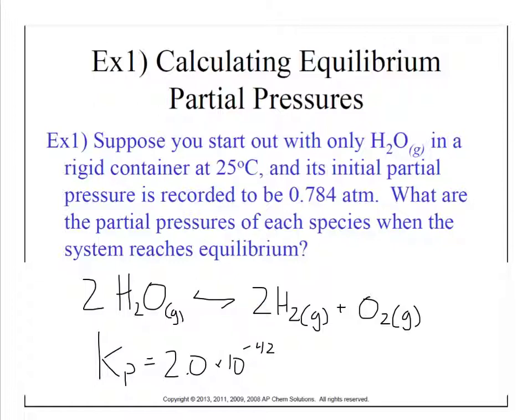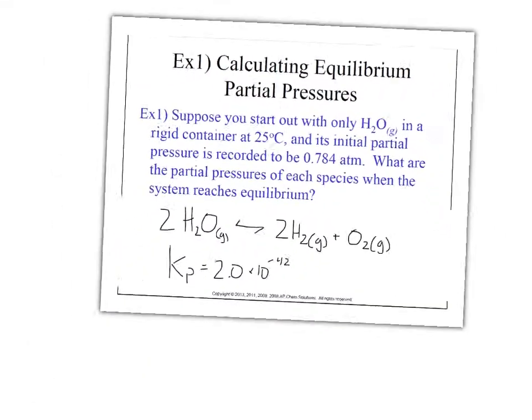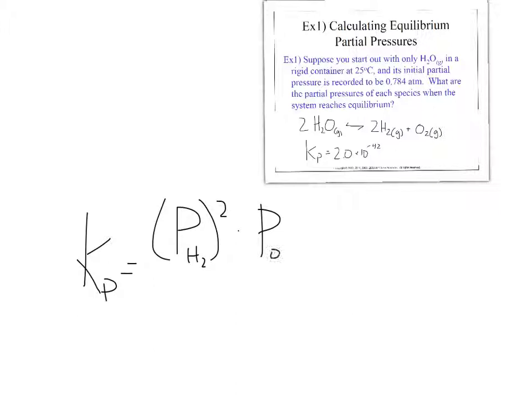So what we want to do in this case isn't calculate the Kp, we want to figure out what the concentration of those two guys are right there. So we're going to wind up having to use the equilibrium equation for this. Keeping in mind that the Kp for this reaction, we know its value, it's going to be the pressure of H2 squared times the pressure of O2 divided by the pressure of H2O, also squared.